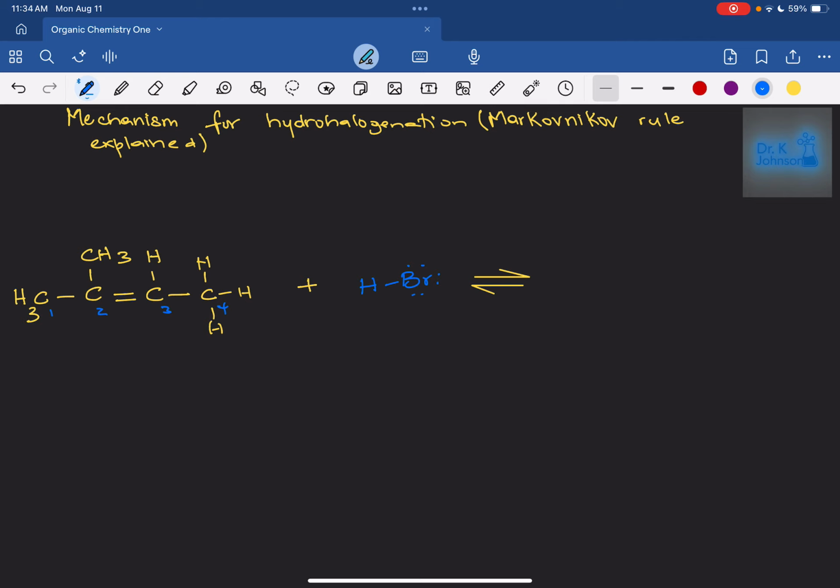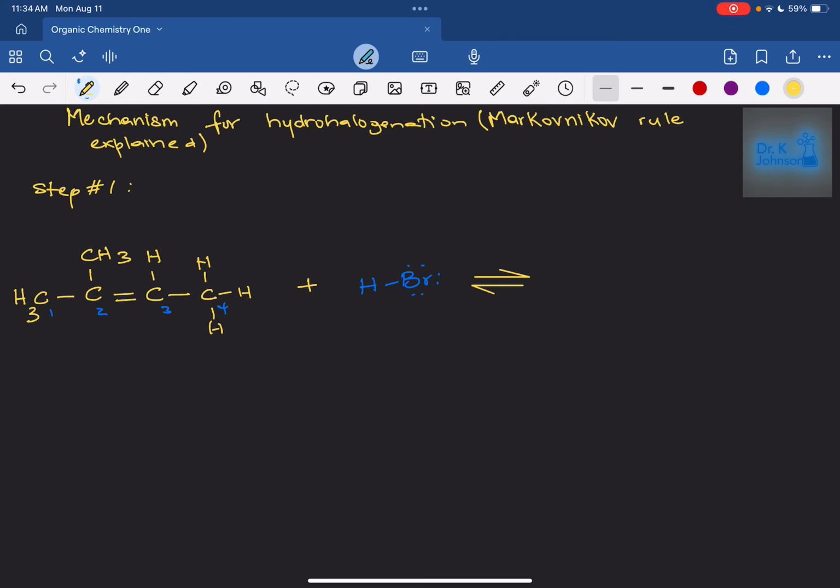So let's write the reaction mechanism, and I'm going to use 2-methyl-2-butene as the alkene, and I'm going to add HBr to it. This reaction has two steps, right? Step number one is separate from step two. Let me start out with that. Please don't do step one and step two together.